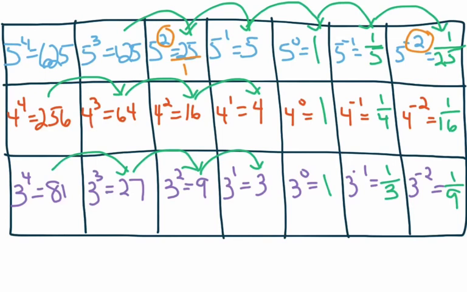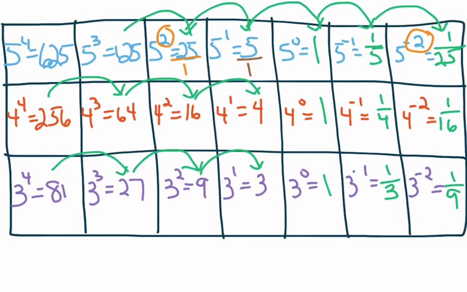Same thing for 5 to the first. 5 to the first could be written as 5 over 1. 5 to the negative first is written as 1 over 5. So again, we're just taking that fraction and flipping it around. And the same thing we'll see that's true for 4 squared and 4 to the negative second power, 4 to the first and 4 to the negative first power. And we'll see that true in the bottom row as well.